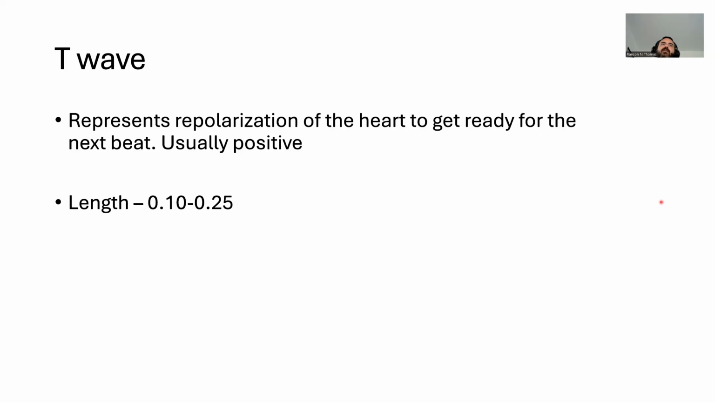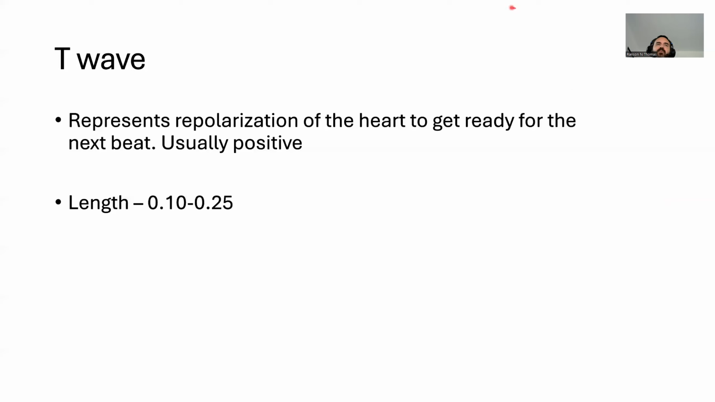The T wave. Now the T wave is the last bit of the individual heartbeat. This represents the repolarization of the heart. It's getting ready for the next beat, basically. And it's usually a positive deflection above the isoelectric line. So it's just basically the heart saying, all right, let's get ready for round 2, or round 58, or 70, or whatever it's on for that minute.